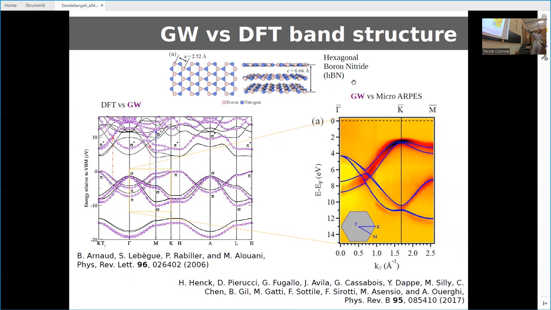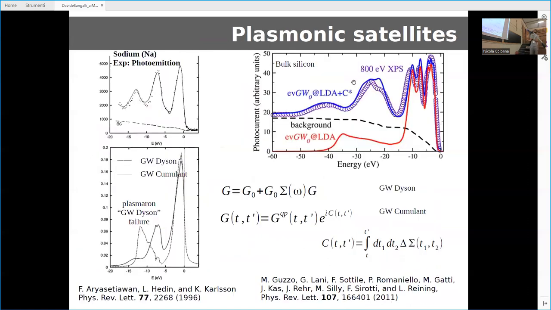And then if we take this portion, we can go, and this is what is shown here in the zoom. This compared with experimental data, and the dispersion from GW is very nicely reproducing the dispersion measured experimentally with ARPES. The material is HBM. So this is one of the points. And then what we discussed that we gain is that we have something frequency dependent, and in principle we are able to capture satellites.